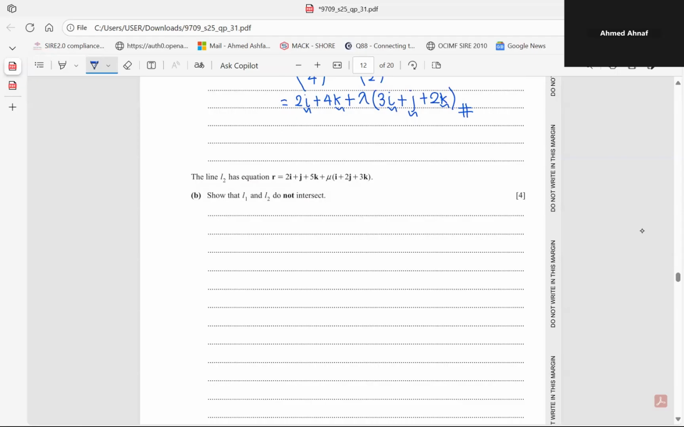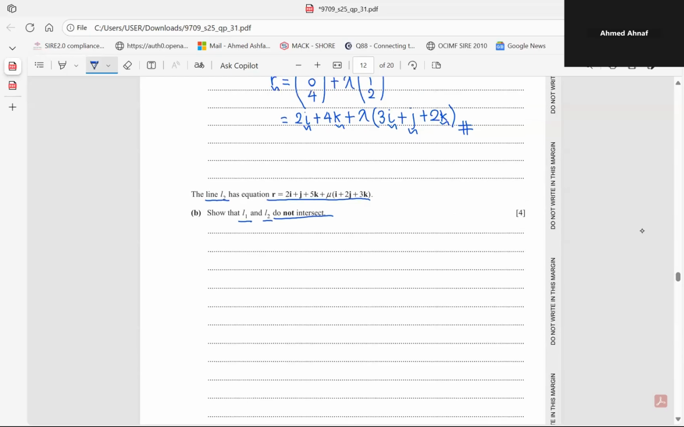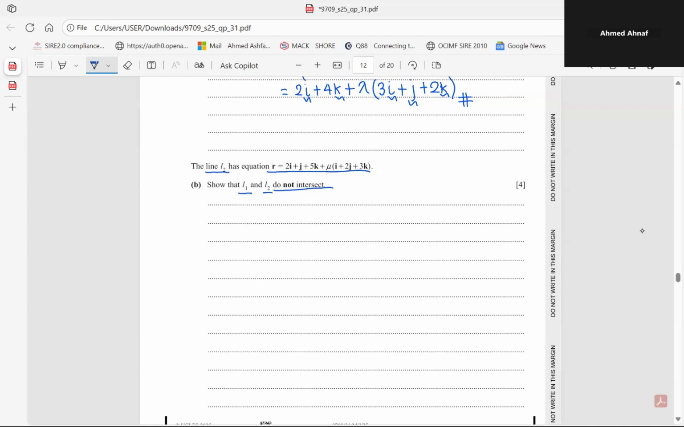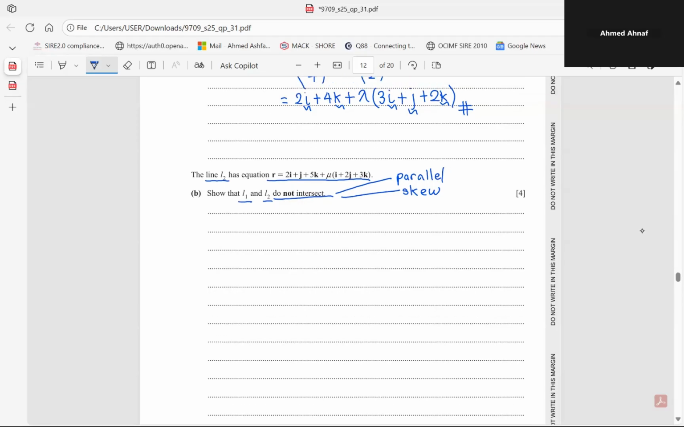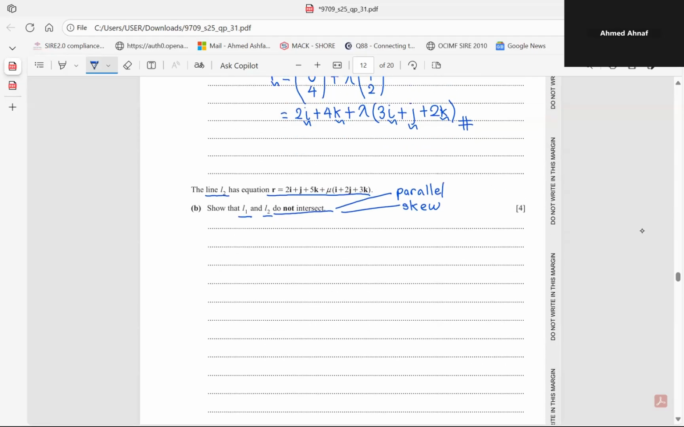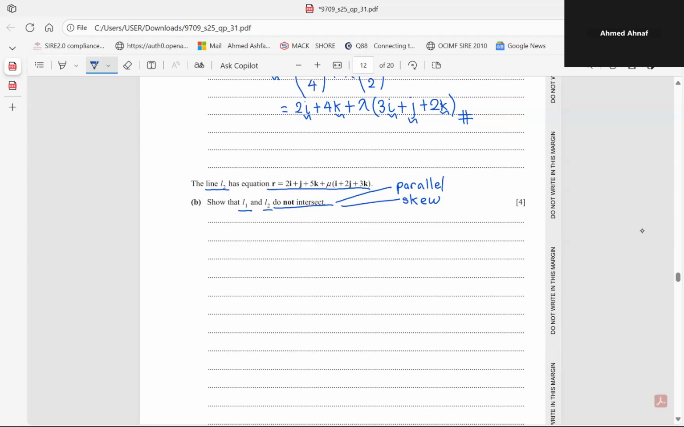Now we're told that the line L2 has this equation, and for part B, we have to show that L1 and L2 do not intersect. There are two instances when lines don't intersect: either when they're parallel or when they're skew. Skew means they are not parallel and they don't intersect. First, let's see if they are parallel.